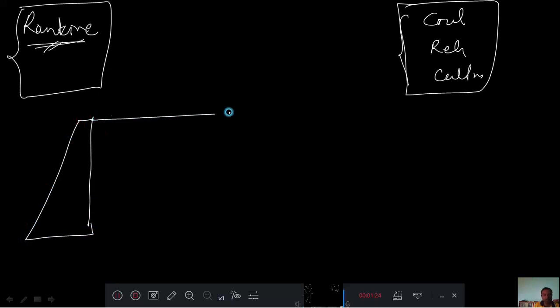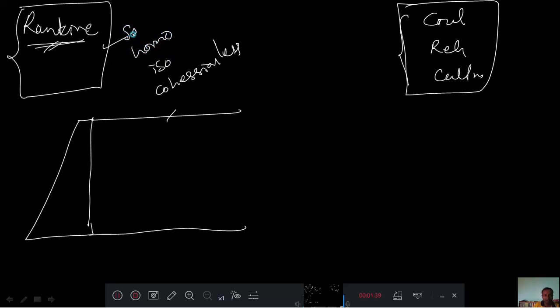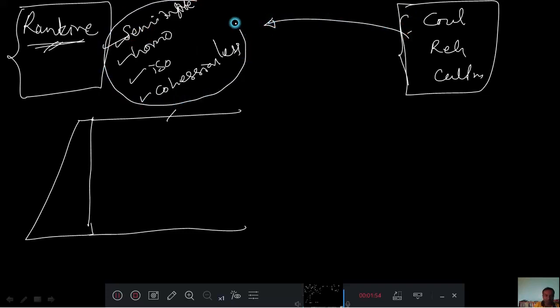if it is a retaining wall and this is a backfill, Rankine said that the backfill must be cohesionless, isotropic, homogeneous, semi-infinite. Semi-infinite means he assumed that the backfill is semi-infinite, homogeneous, isotropic, and cohesionless. Now these three persons also agree with this one. There is no change in this assumption. Coulomb also assumed these two. I will take it later.